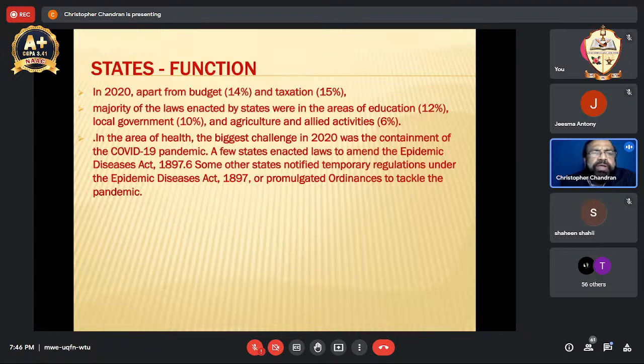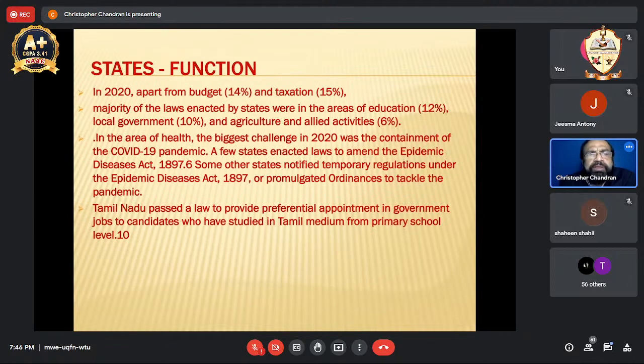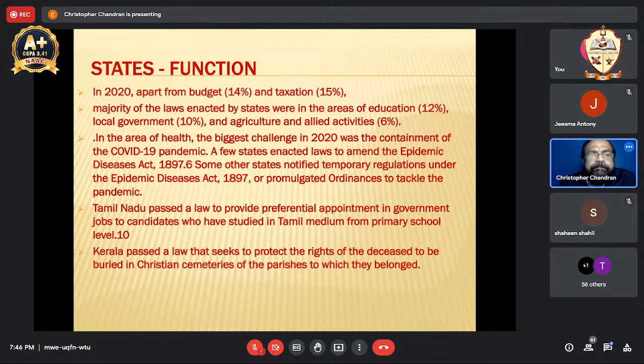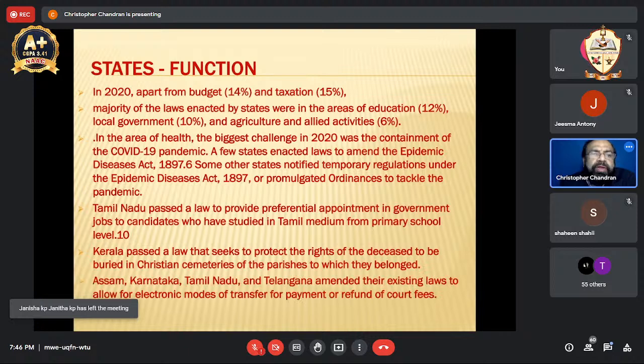In 2020, the COVID-19 pandemic, a lot of states amended the Epidemic Diseases Act of 1897. Many states promulgated ordinances. Tamil Nadu passed a law for appointment to government jobs of candidates who studied in Tamil medium in primary school up to standard 10. Kerala passed a law that seeks to protect the rights of the deceased to be buried in Christian cemeteries or parishes to which they belong. Many states also introduced electronic transfer of payment, so one need not go and pay in a bank.